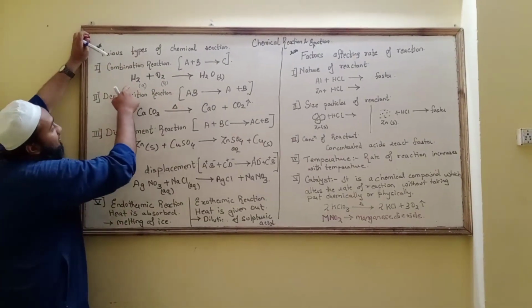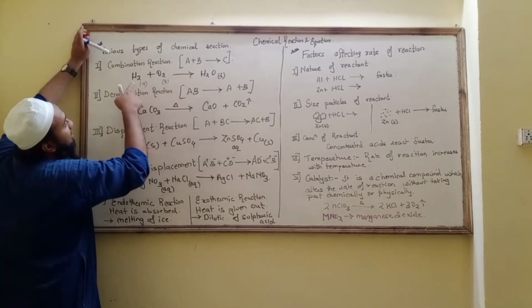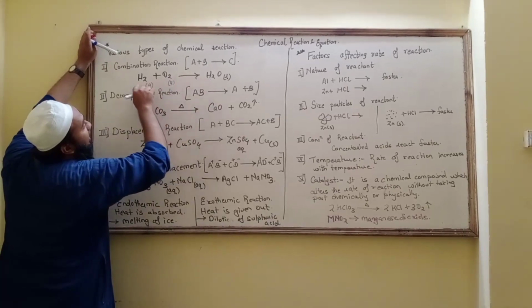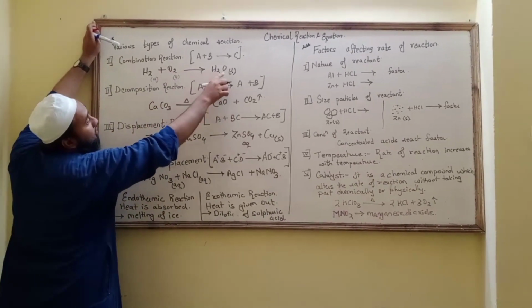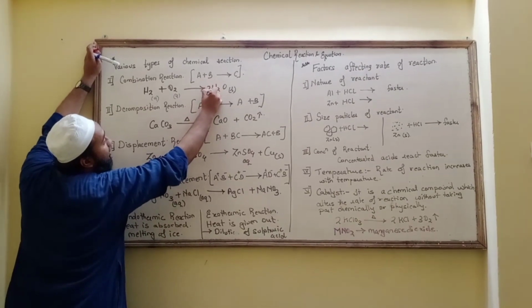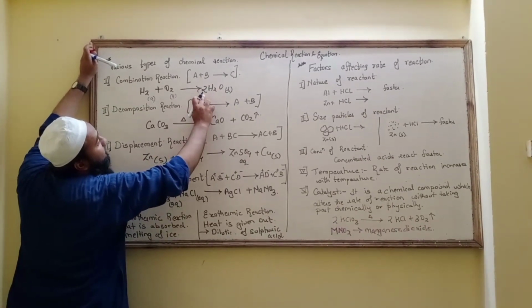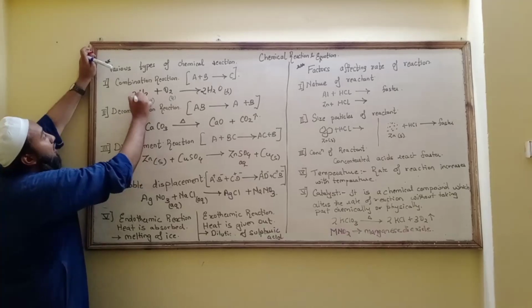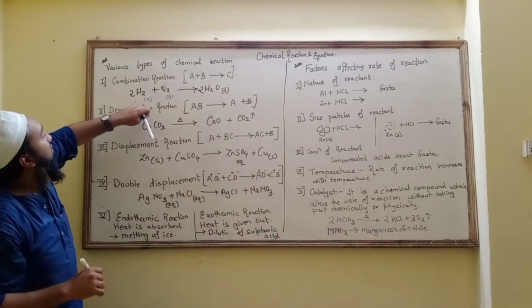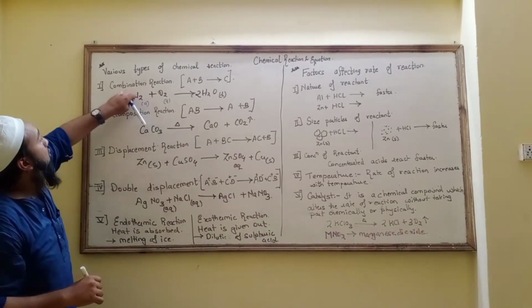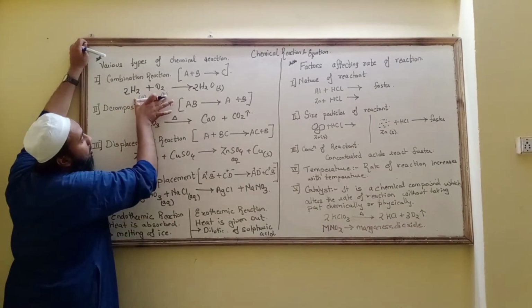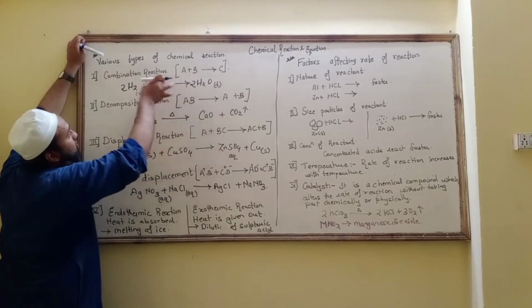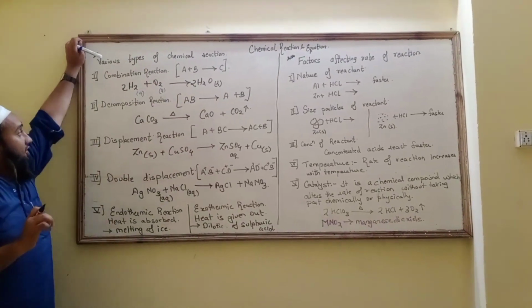Now you need to balance this. Hydrogen is 2 on the reactant side and 2 on the product side. Oxygen is 2 here, but you have only 1. So you will add 2 over here. When you add 2, the hydrogen becomes 4, so you add 2 there too. Now this is a balanced chemical reaction of the combination type, where 2 reactants combine to give 1 product. So this is a combination reaction.